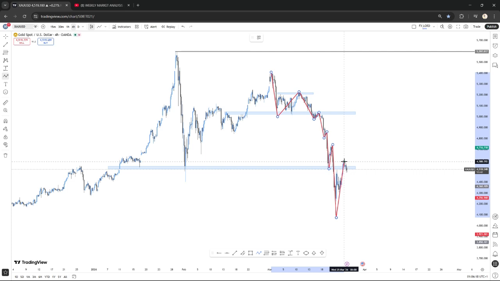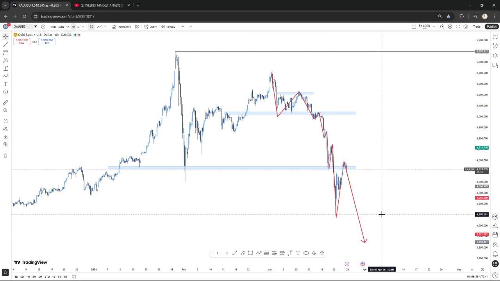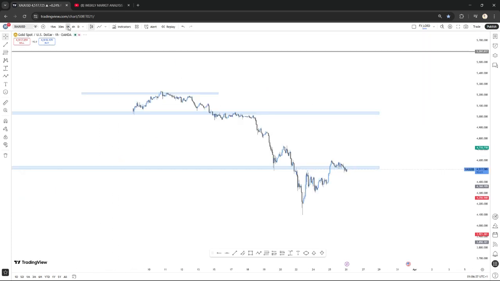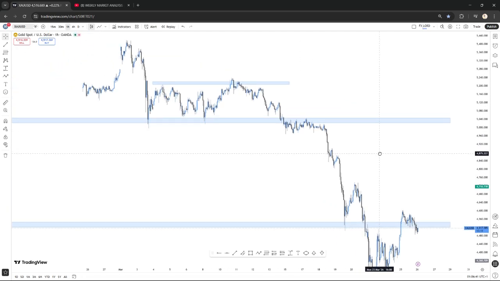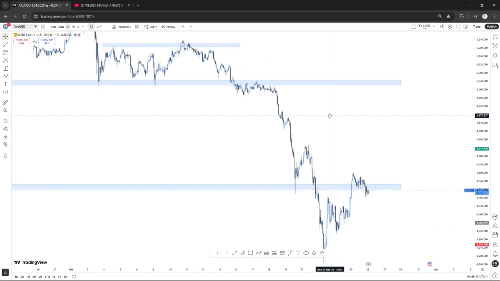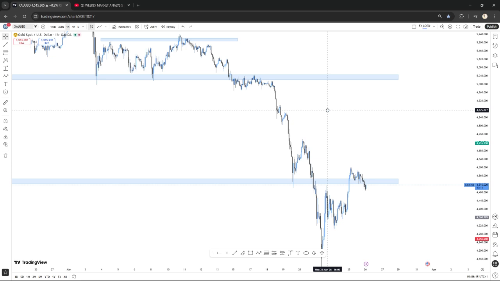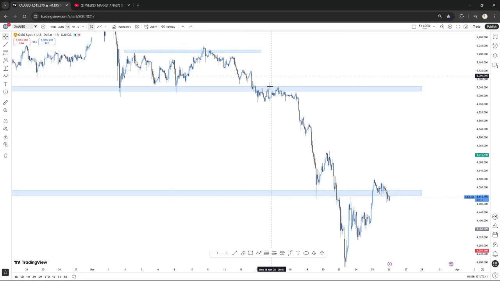Logically, what should you be expecting? This is a correction. You should be expecting another drop to the downside. So that is what the 4 hour is telling us, that the current structure is bearish. So if you go down to 1 hour, now remember what I explained. What are you going to see? You are going to see a series of lower lows, lower highs, lower lows, lower highs. So exactly what you're seeing on the chart right now.